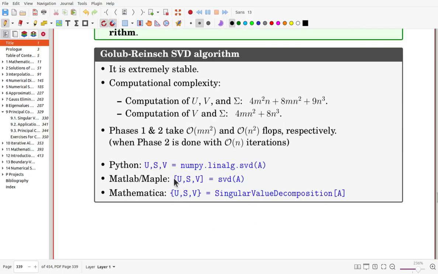Okay. You can use the built-in programs in Python, NumPy's linear algebra SVD. In this way you'll get U, S, V. Now in MATLAB or Maple, you can use SVD. And for Mathematica, this is a long command. By using this one, you can get the singular value decomposition.